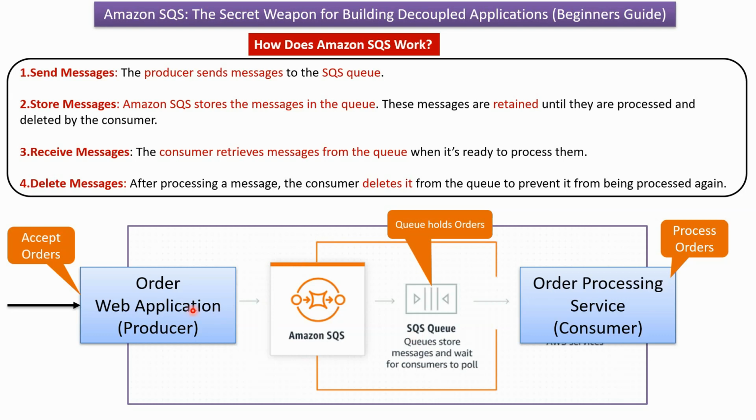Now we will see how does Amazon SQS work. Step 1 is send messages. The producer sends messages to the SQS queue. Step 2 is store messages. Amazon SQS stores the messages in the queue. These messages are retained until they are processed and deleted by the consumer. The third step is receive messages. The consumer retrieves messages from the queue when it is ready to process them. The fourth step is delete messages. After processing the message, the consumer deletes the message from the queue to prevent it from being processed again.